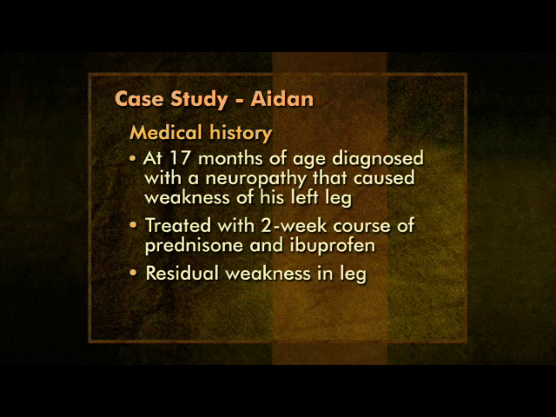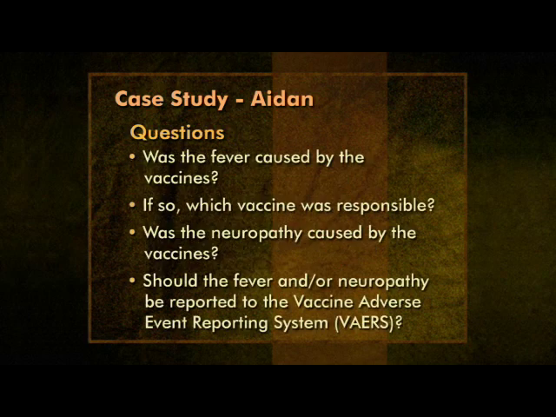At 17 months of age, Aiden was diagnosed with a neuropathy that caused weakness of his left leg. He was treated with a 2-week course of prednisone and ibuprofen. 3 months later, he still has residual weakness of his left leg. He has no other medical problems.